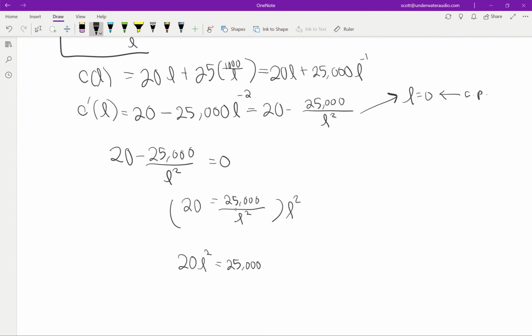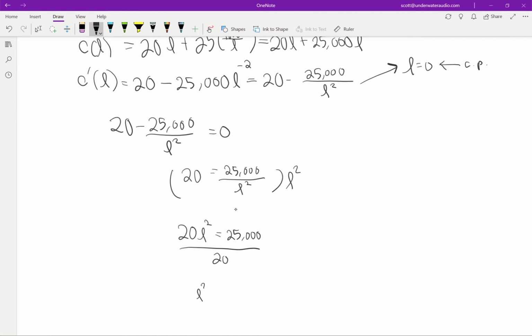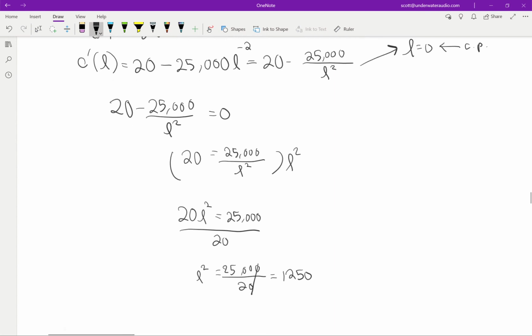I'm sorry. Divide by 20. And that gives me L squared equals 25,000 over 20. Let's see, what is half of 2,500? I think that's 1,250. Let me double check my mental math there. Yeah, okay. So I get 1,250, and then I need the square root.